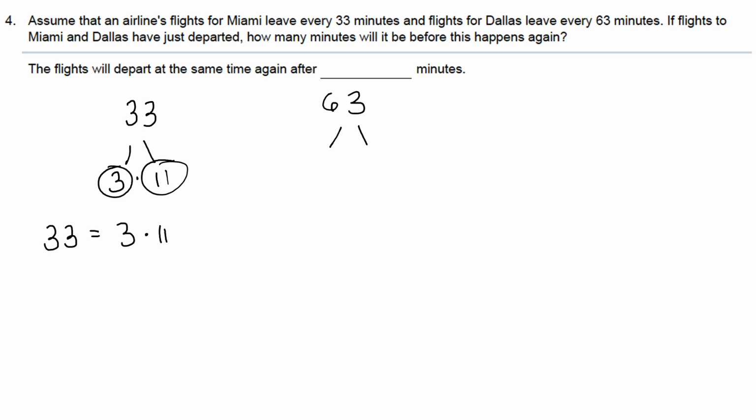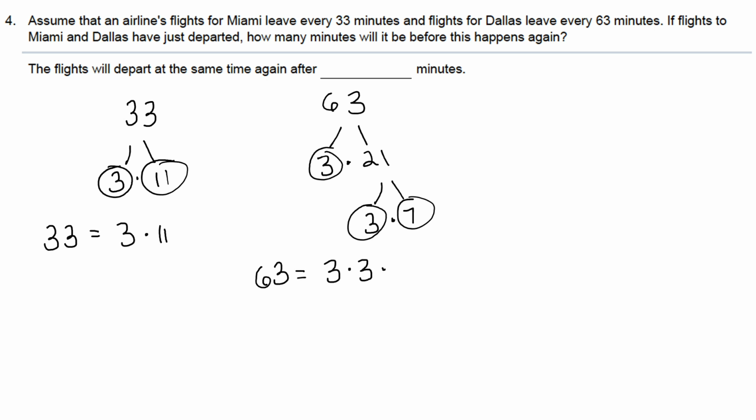Now we'll do the same thing with 63. Two numbers that when multiplied together give me 63 are 3 times 21. 3 is a prime number, but 21 can be rewritten as 3 times 7. 3 is a prime number and 7 is a prime number. So the set of prime numbers for 63 is 3 times 3 times 7.